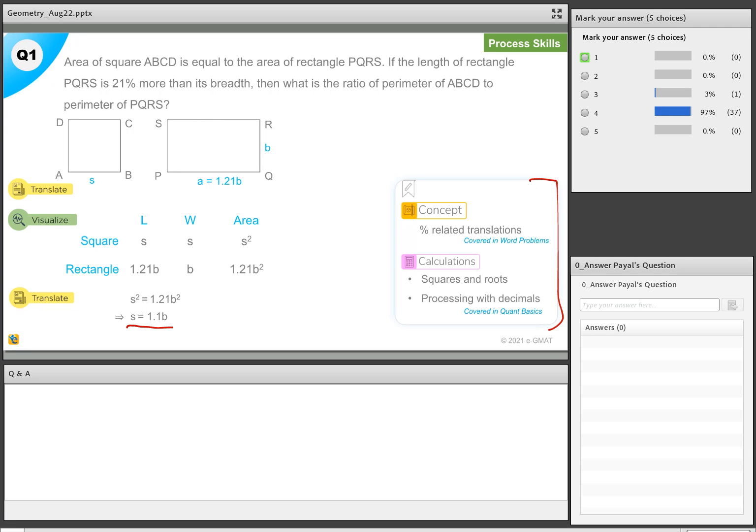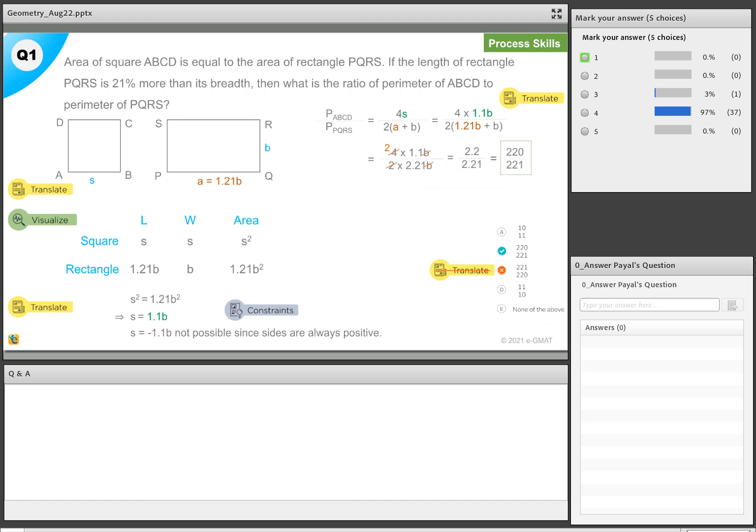Okay, so now I have a relationship between S and B. What do I need to find out? I need to find out the ratio of the perimeter of ABCD and PQRS. Now, how do we calculate the perimeter? It's very simple. The perimeter of ABCD is 4S. The perimeter of PQRS is 2 times A plus B. Now, the value of S over here is equal to 1.1 B. That we can see over here, right? Because we have already found this one out.